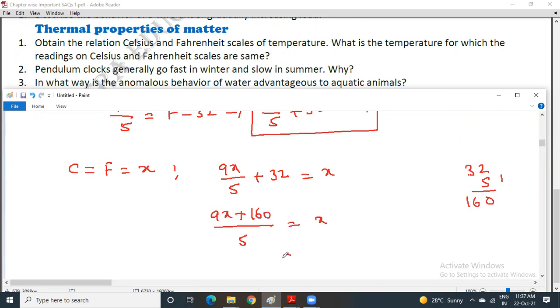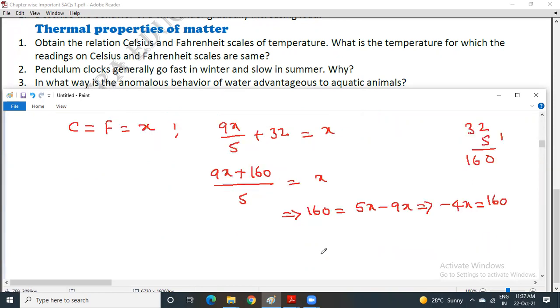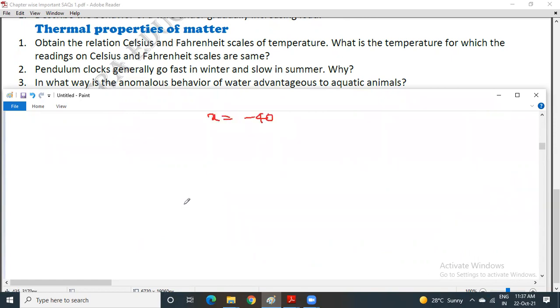So therefore you will finally get 160 is equal to 5X minus 9X. So therefore minus 4X is equal to 160. So you'll get X is equal to minus 40, this is the answer. So at this value, the readings on Celsius and Fahrenheit scales are same. Now moving to the next question.